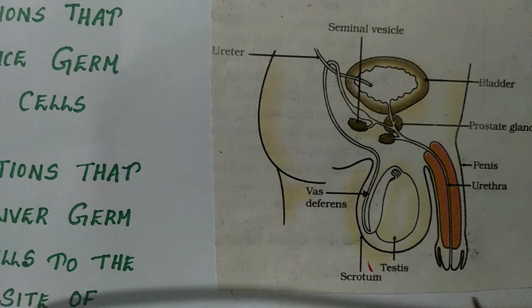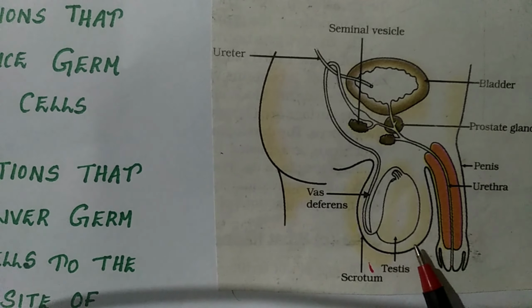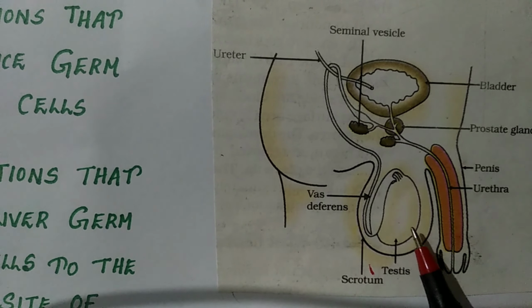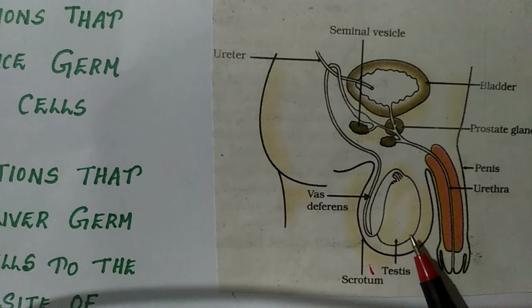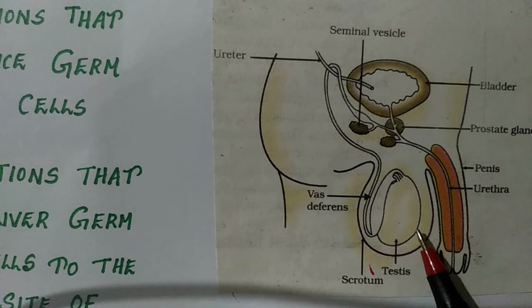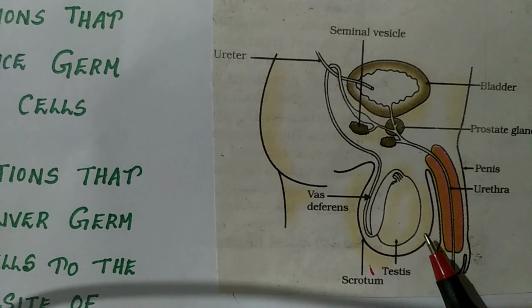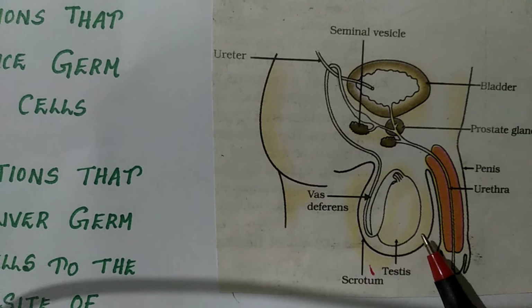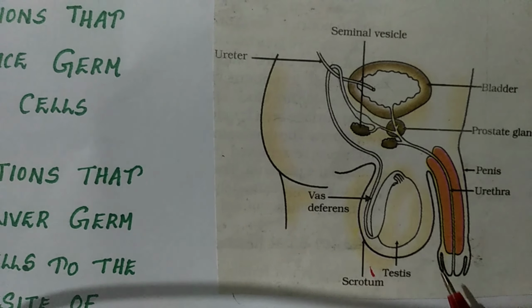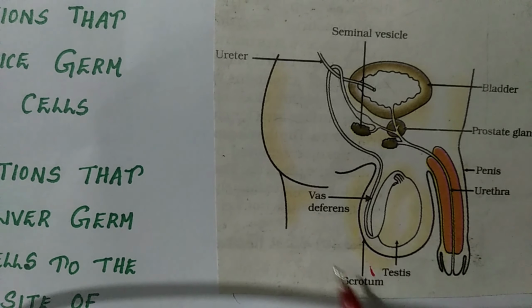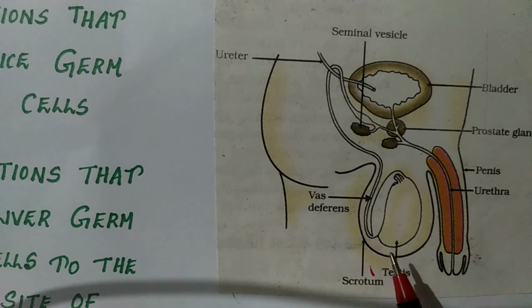Now about the sperms: sperms are very tiny bodies, as we have already studied in earlier classes. Sperms are tiny bodies that consist mainly of genetic material. They have a long tail and are very highly motile, which helps them move towards the female germ cell. So this is regarding the parts of the male reproductive system.